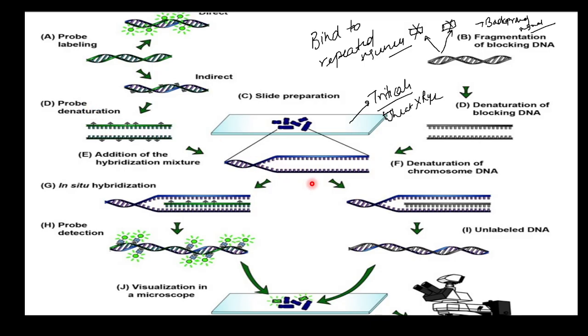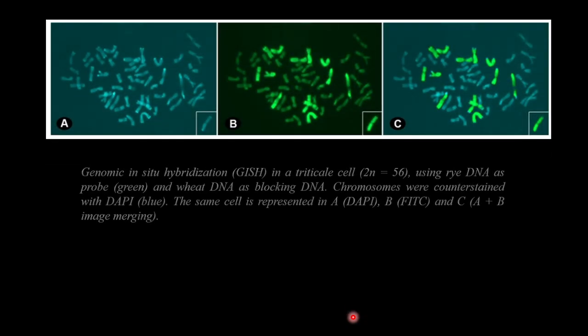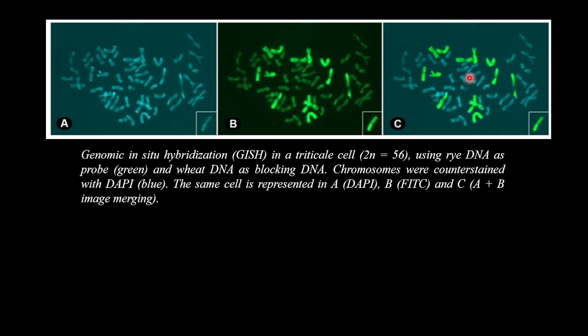The probe will bind to the very unique sequences, not to the repetitive sequences, because the repeated sequences are going to be blocked by the blocking DNA. Once it binds to the unique sequences, it will give the fluorescence. For example, you can see here this is the wheat plant, and you are getting the green color signal that is coming from the rye DNA. In the triticale, these many chromosomes are unique and coming from the rye DNA. This is the technology known as genomic in situ hybridization.